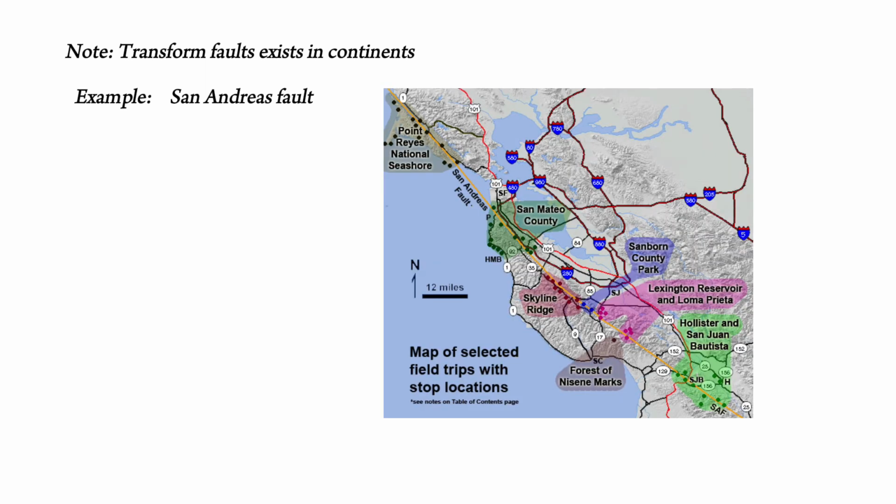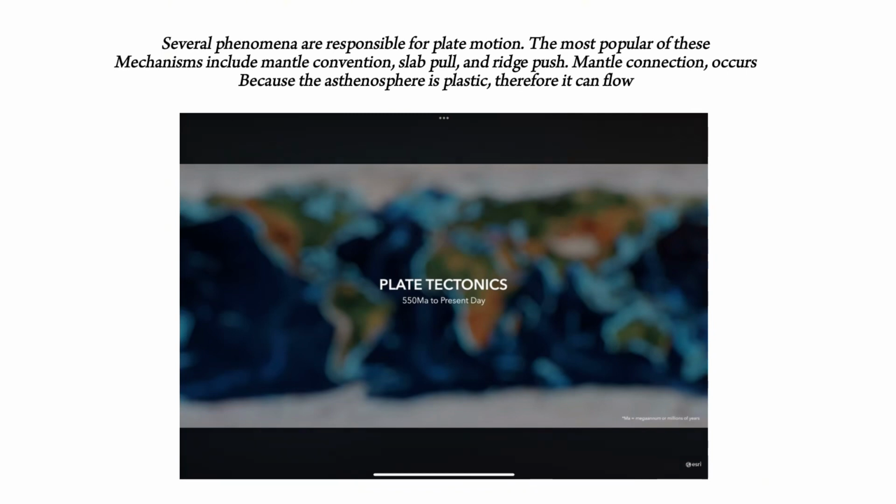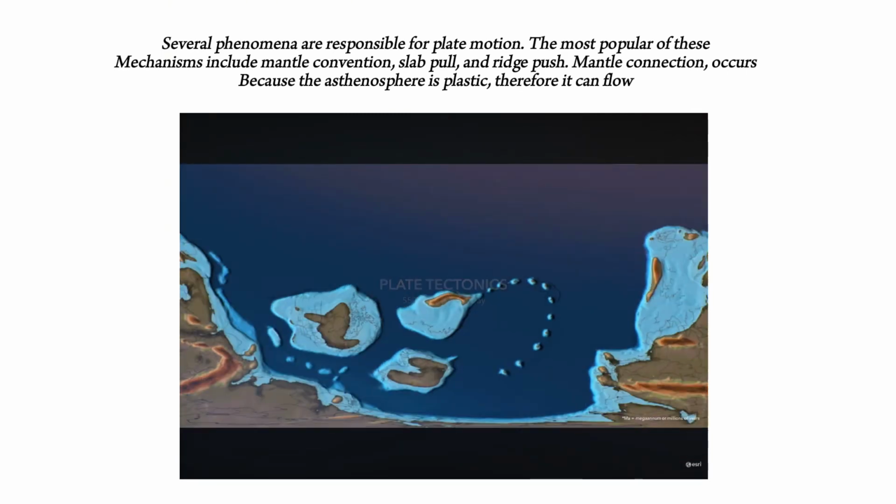Transform faults also exist on continents. A typical example is the San Andreas Fault, which connects the ridge in Southern California to the ridge offshore Northern California. Plate motion is caused by a number of different events.